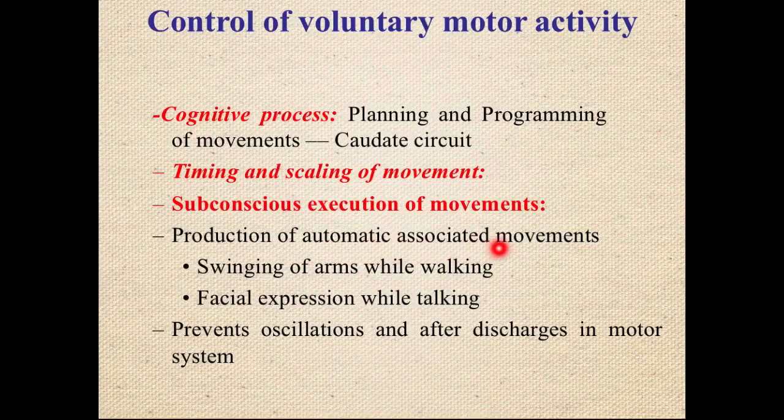That is also executed by the basal ganglia. So if any abnormality happens within these basal ganglia connections, this subconscious execution of associated movement will be lost. There won't be swinging of the arms while walking, there won't be any facial expression while talking. So that is called a masked face. Like you will talk but there won't be any expression.